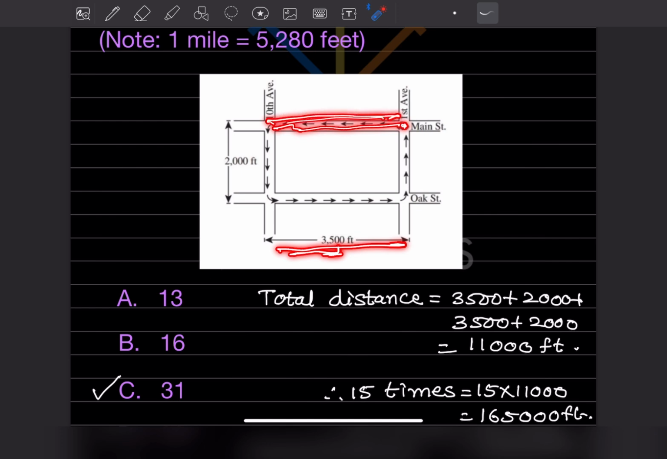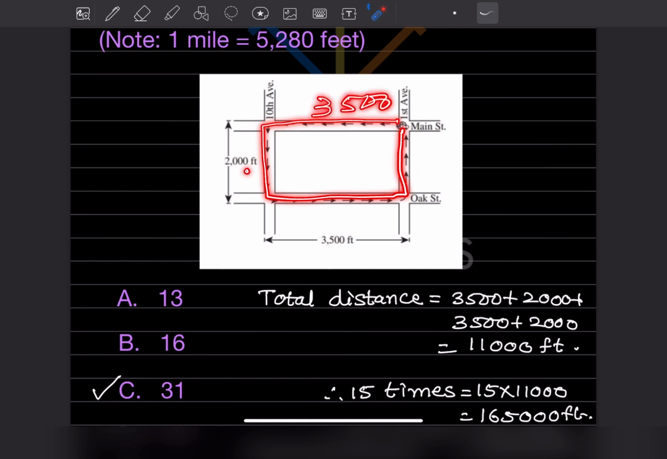So what you have to do? It should be like this. So that is going to be 15 times. So first we'll find out the total distance from here to here. We'll take one round. So that will be how much? 3,500 here. This is already 2,000 here. Again, just 3,500 here. And now this is 2,000. So this also should be 2,000.